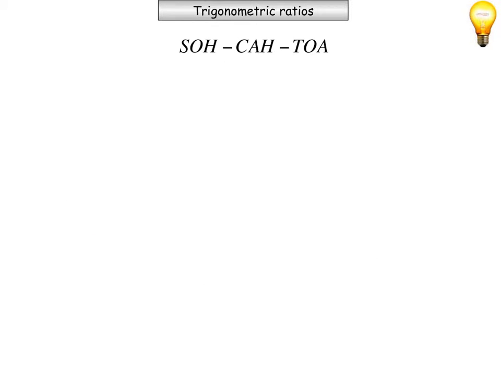So you may have seen this expression before, SOHCAHTOA, and that will help you remember the three main trigonometric ratios, which will be sine, cos, and tan. Sine, cosine, and tangent, as they're named, we abbreviate to three letters because that's how our calculator will represent them.